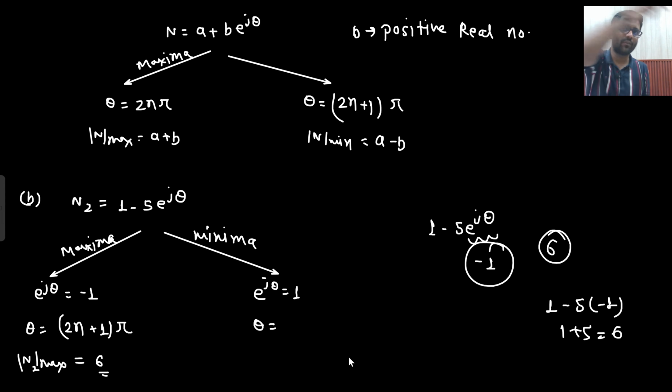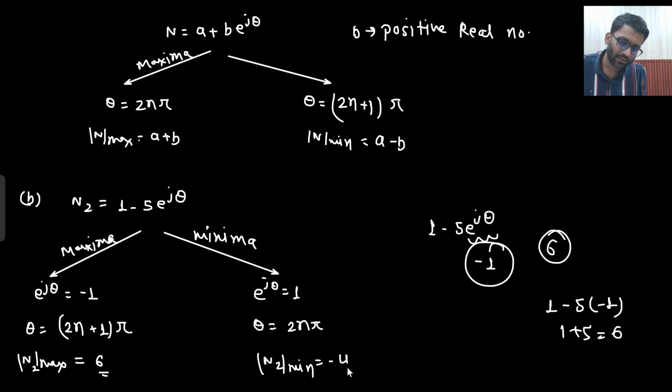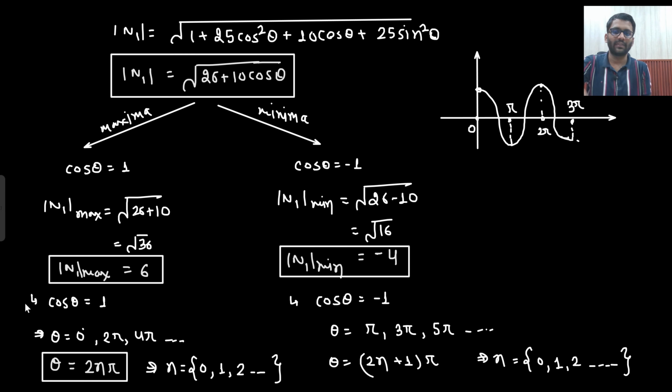That means 0, 2 pi, 4 pi. So 2n pi. And what will be the minimum value? That would be minus 4. You can solve this particular expression by this mathematics as well. You do this mathematics, you will get the same result. But every time in the examination, we cannot do this mathematics.